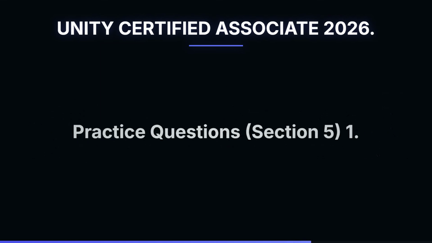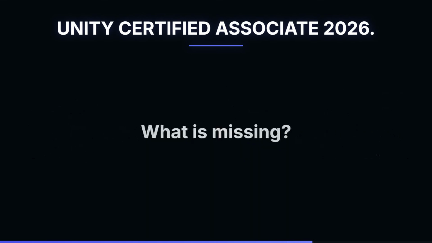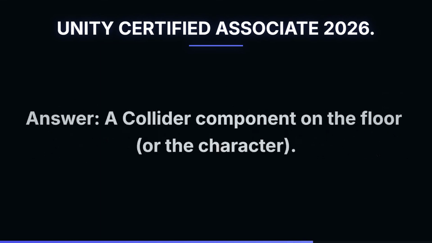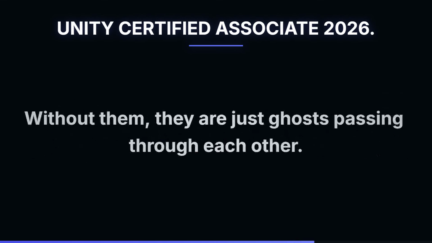Practice questions, section 5. 1. You added a rigid body to your character, but it falls through the floor. What is missing? Answer: a collider component on the floor, or the character. Explanation: physics interactions require both objects to have colliders. Without them, they are just ghosts passing through each other.